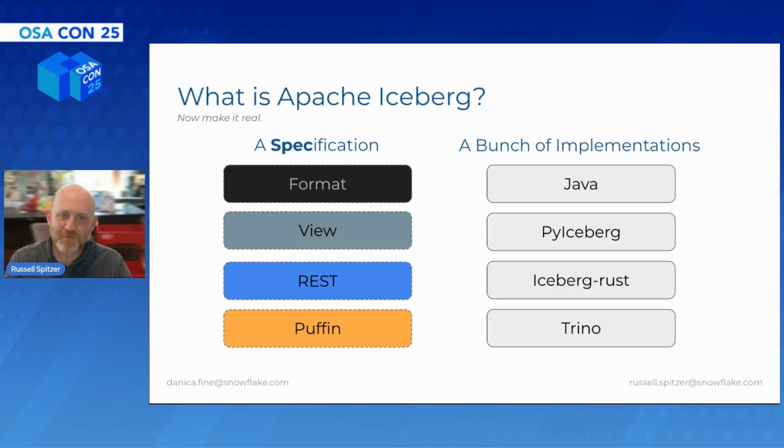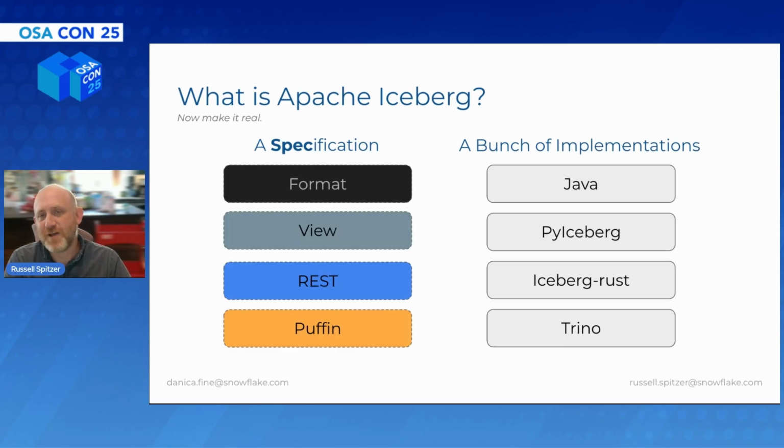But there are a bunch of other specifications you might be interested in. There's one for views. There's one describing how an Apache Iceberg REST catalog operates. And there's one for puffin files, which is basically a container for binary blobs, which we can talk a little bit more about later. But basically, you can think of these four things on the left as the descriptions of how you work with Apache Iceberg tables.